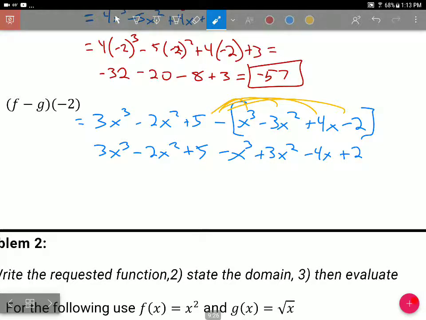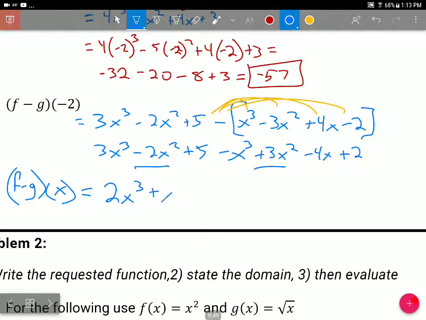What are you going to do now? You combine like terms. So f minus g of x equals, how many x cubes do we have? 2x cubed. How many x squareds do we have? Negative 1, right? Negative or positive? Oh, wait, positive. Plus x squared. How many x's do we have? Only negative 4. Good.